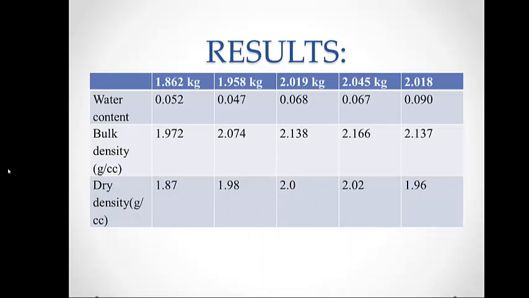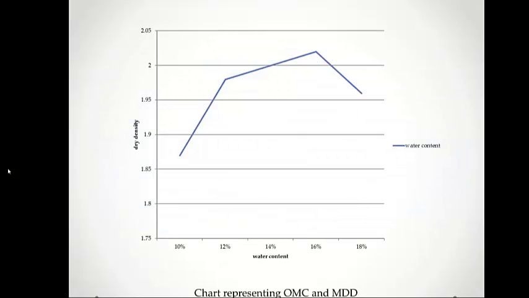This table gives you results that are obtained from the compaction test. Water content for the various stages of the loads and also the bulk density is 2.137 and the dry density is 1.96 for various loads that are imposed onto the soil. This chart gives us an overview of the compaction test from which the OMC and MDD can be determined.